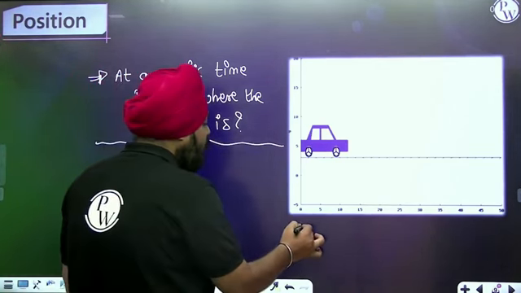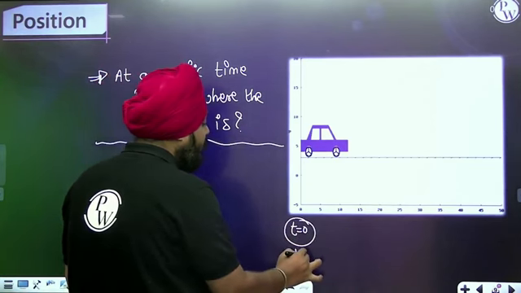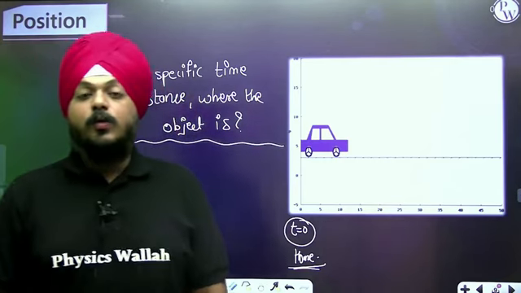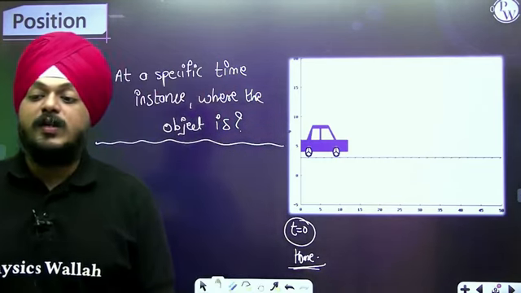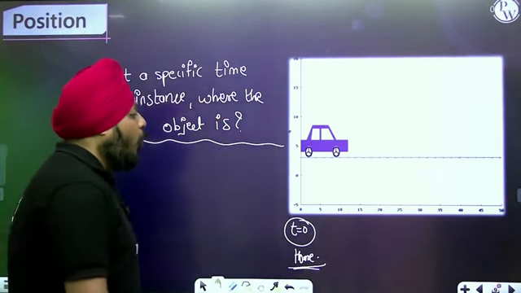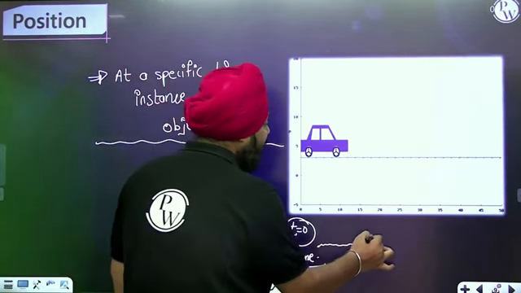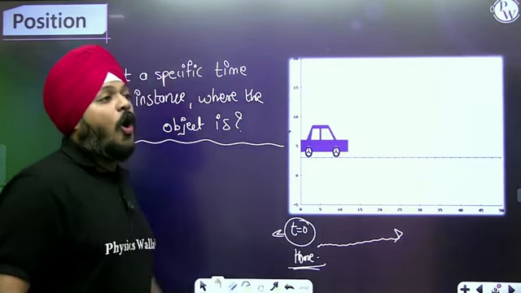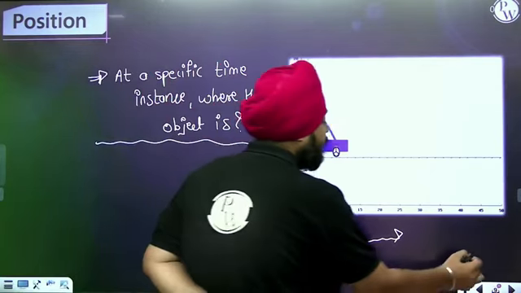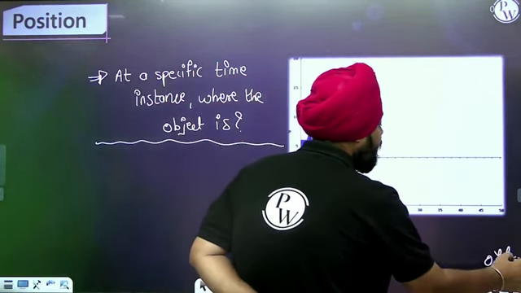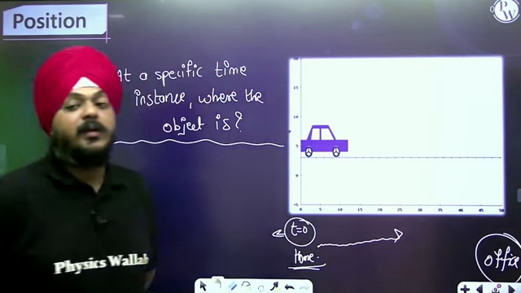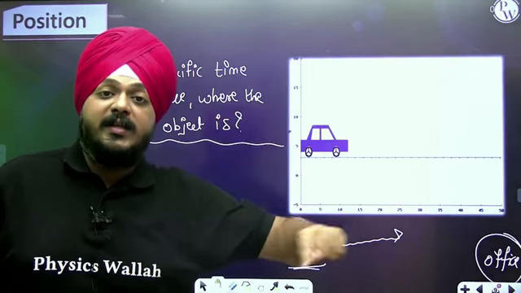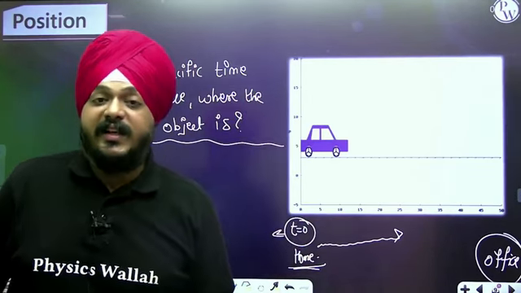At t is equal to 0, I started my motion from home with respect to some observer. Slowly it started, so from t is equal to 0, it started. I want to reach the office, and it will take approximately 1 minute. Let's say 1 minute. What is the position of the object at t is equal to 5 seconds?